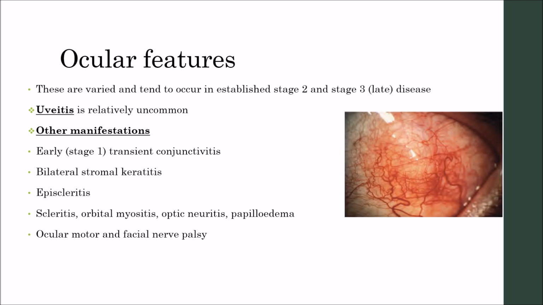Other manifestations include, early in stage 1, transient conjunctivitis, bilateral stromal keratitis, episcleritis, scleritis, orbital myositis, optic neuritis, papilledema, and ocular motor and facial nerve palsy, with facial nerve palsy in up to 25% in endemic areas.